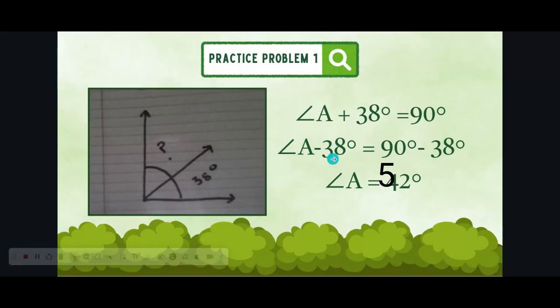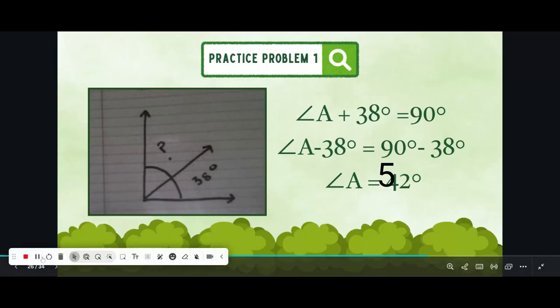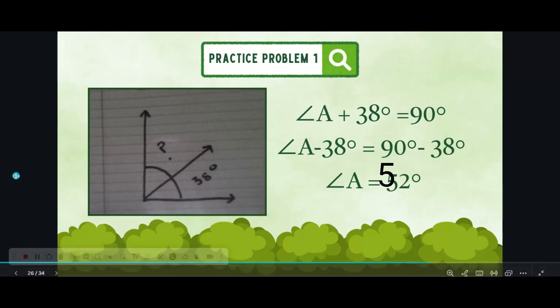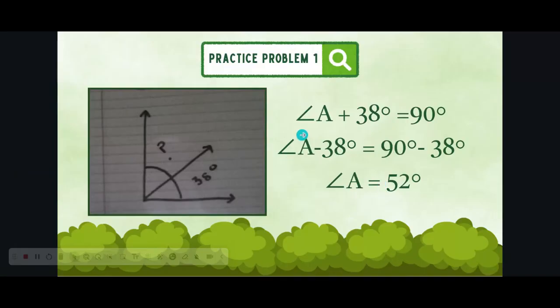Now angle A plus 38 degrees minus 38 degrees equals 90 degrees minus 38 degrees. We basically subtracted 38 degrees from both sides. And now we got that angle A equals 42 degrees. Pardon me, angle A equals 52 degrees. We found that 52 plus 38 equals 90, which is a complementary pair. Once again, it equals 52 degrees and not 42 degrees.